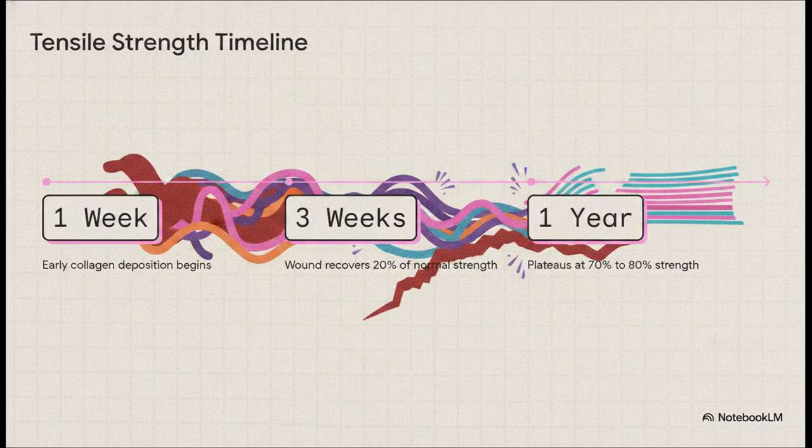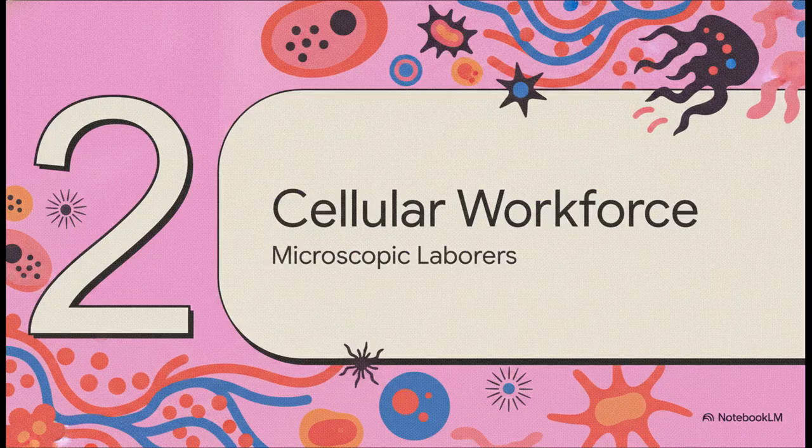Now let's look at the tensile strength timeline, which is pretty fascinating. At 1 week, we see early collagen deposition, but by 3 weeks, you know what? The wound has only regained 20% of its normal strength. And even after a full year of remodeling, it plateaus. A scar is literally never going to exceed 70 to 80% of your uninjured tissue strength. Kind of wild, right? Moving right along to Section 2, the cellular workforce.